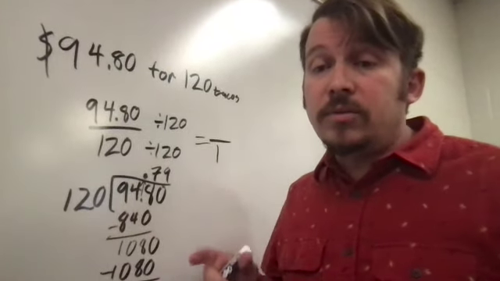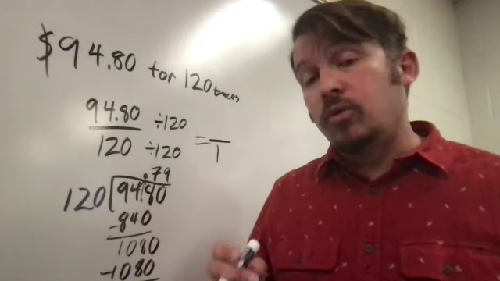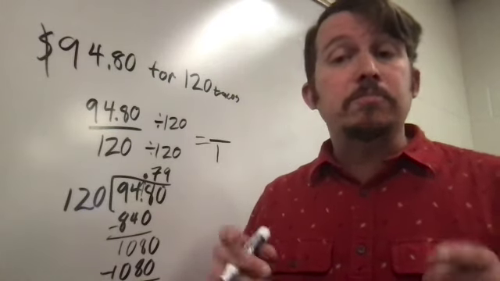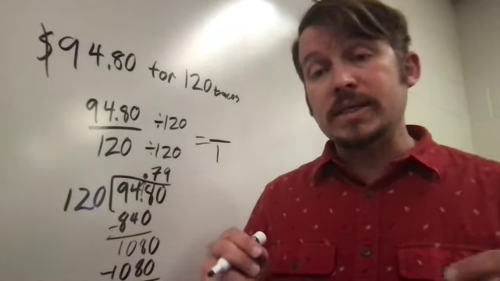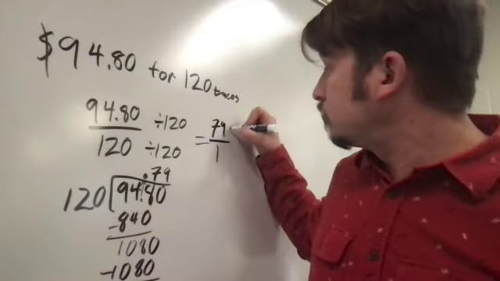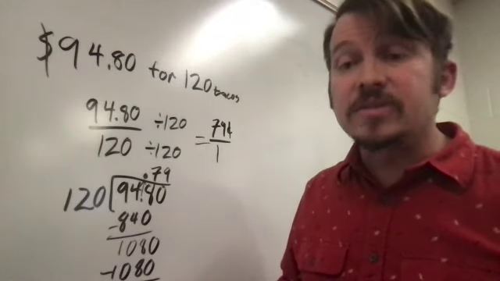So, you paid 79 cents a piece for each taco. 79 cents per taco. That is our unit price per taco.